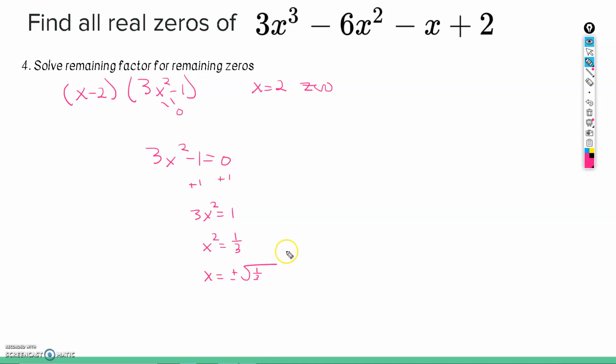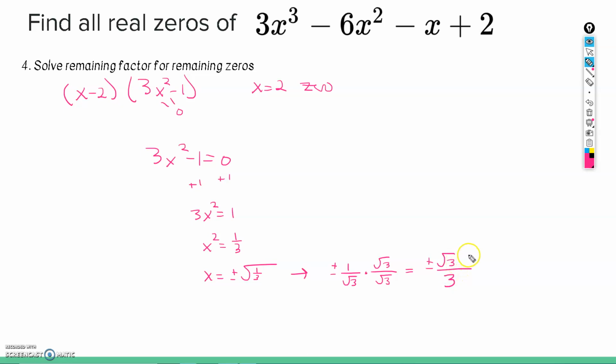now we have to rationalize the denominator. So this is actually plus or minus 1 over root 3 because square root of 1 is 1, square root of 3 is square root of 3. Rationalizing the denominator by multiplying top and bottom by square root of 3 because we cannot have square roots in the denominator. 1 times square root of 3 is square root of 3. The plus and minus is going to come along for the ride. Square root of 3 times square root of 3. This is just simply 3.